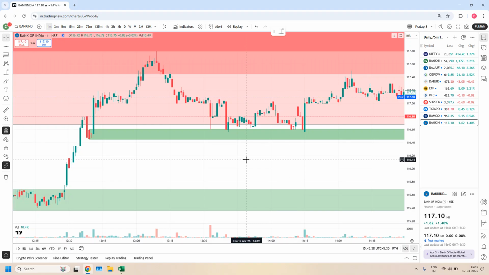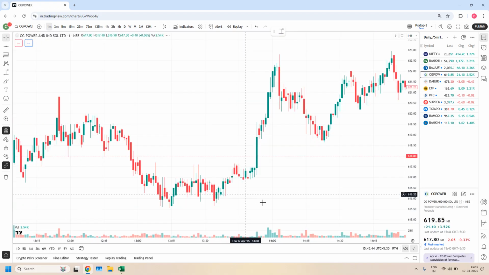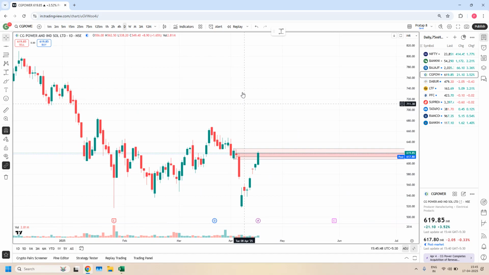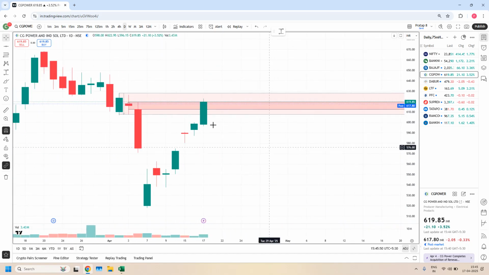Other than that, the stocks we did not get trades. Let us quickly go through. CG Power, yesterday we discussed CG Power. This is a daily high liquidity zone. Yesterday I told you the 75 minute, 15 minutes structure is not proper, it will be violated. Please refer to yesterday's video. Clearly we discussed this. See, today this zone is gone because it doesn't have any 15 minutes order flow.